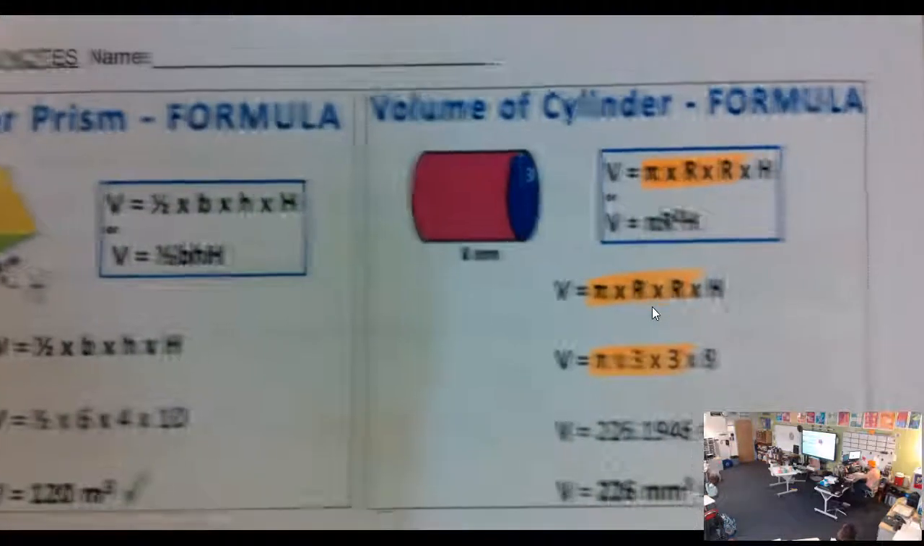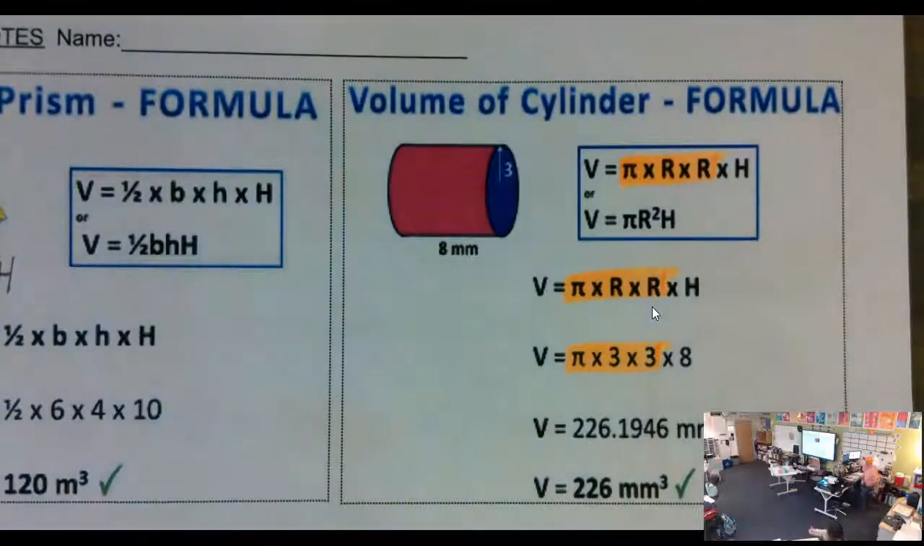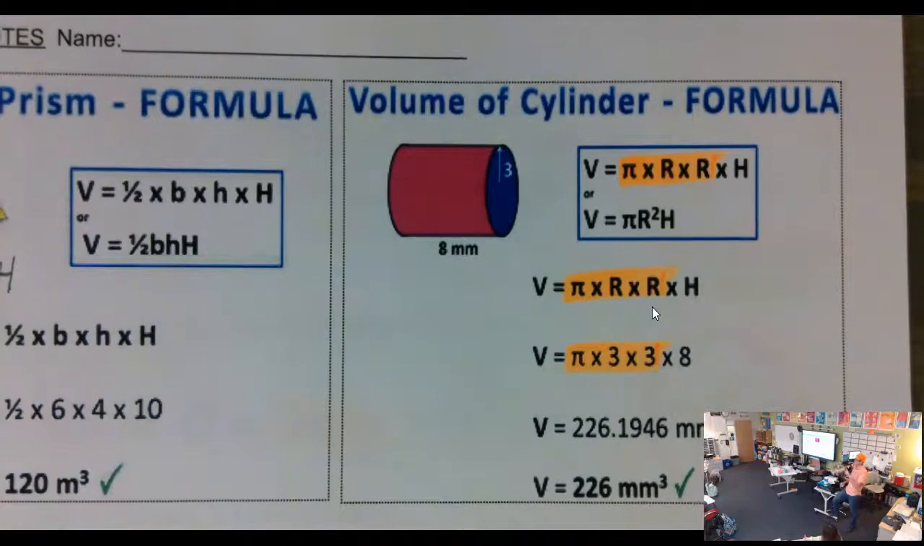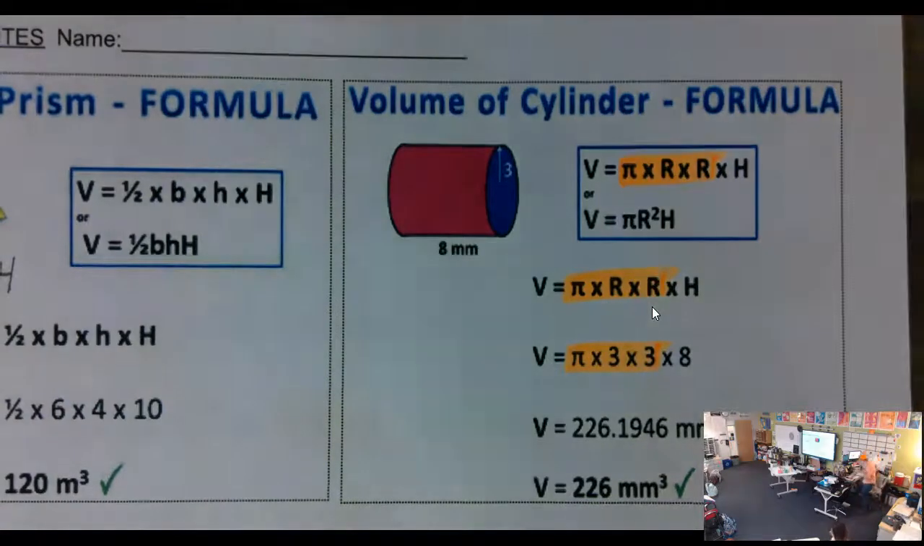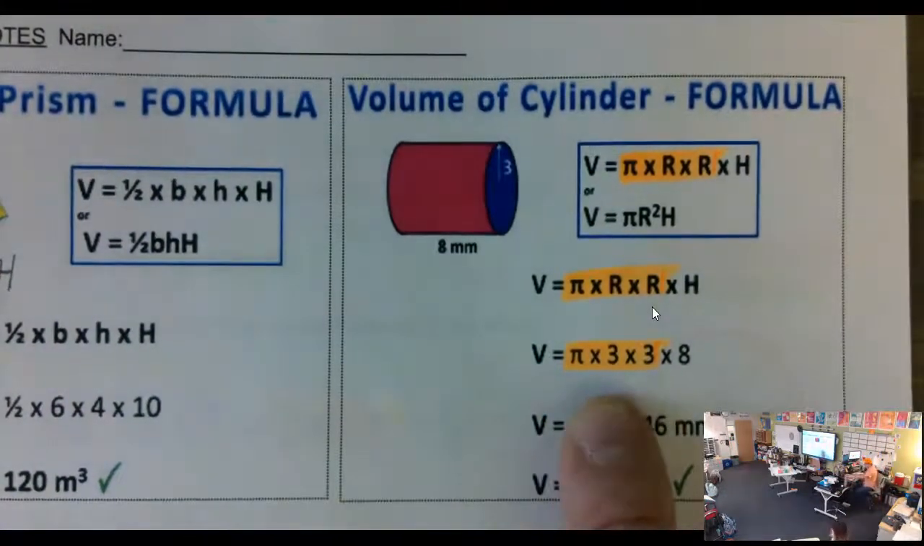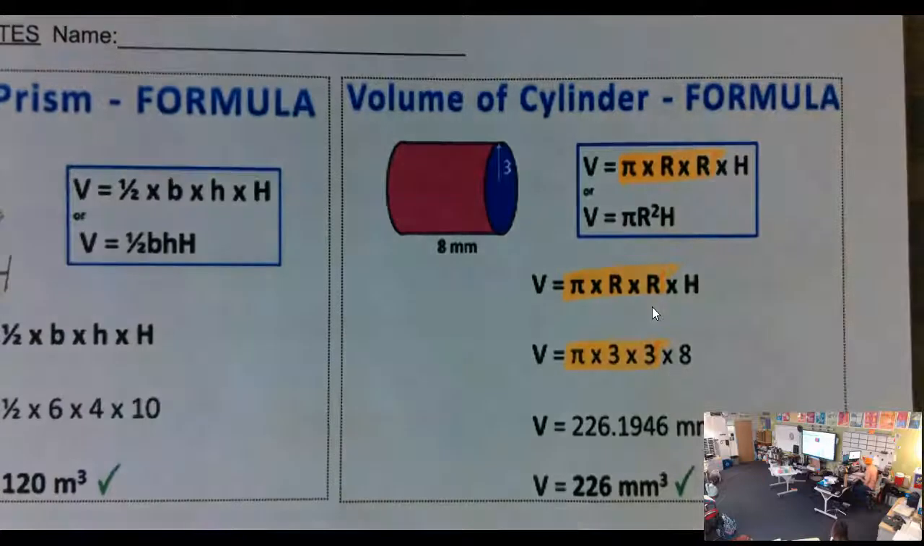Over here for the cylinder, in a cylinder, what shape is your big B? What shape is your big B? A circle. It's the base. It's on both ends. I know this because I can look through it and talk through it. It's the shape on both ends. Cylinder: circle, circle.